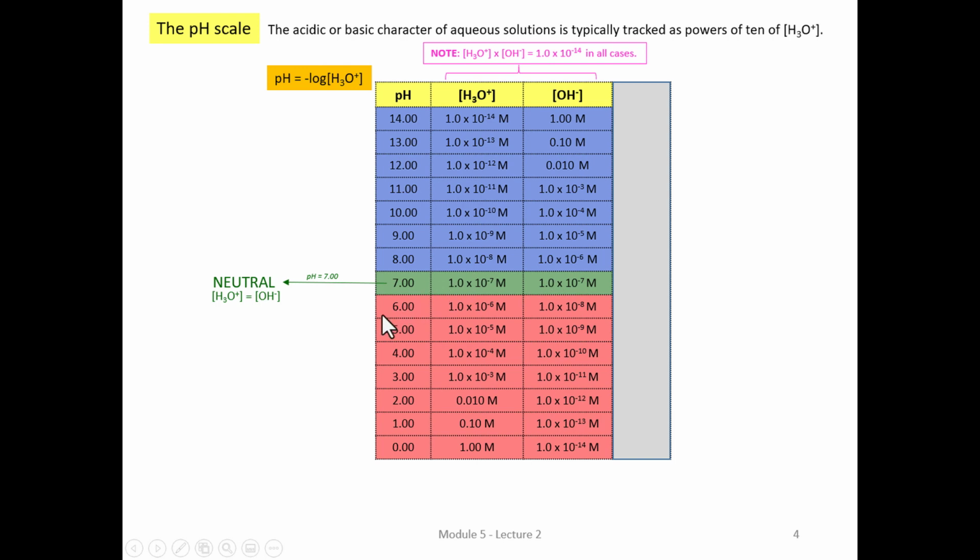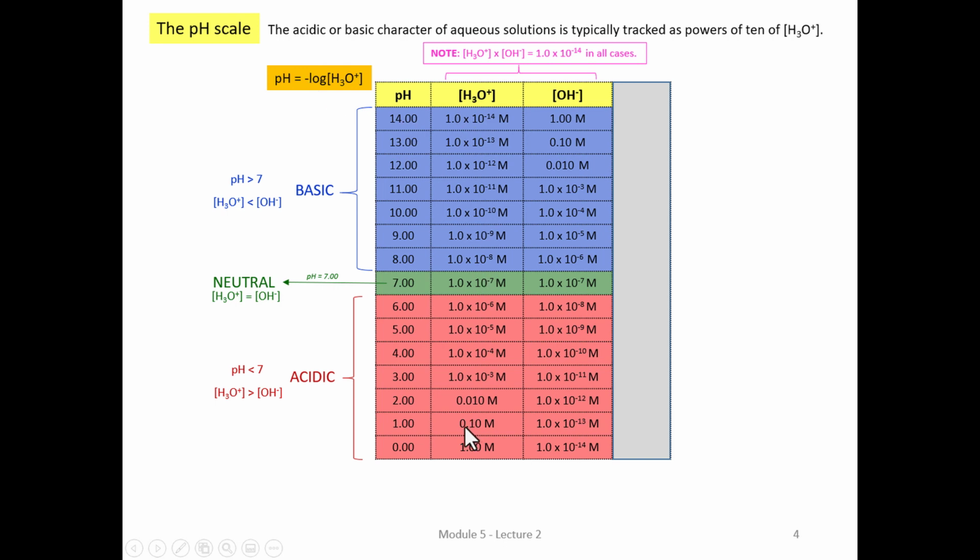Down here, where you know the pH has gone acidic, less than 7, you'll see that in all of these cases, the hydronium ion concentration is greater than the hydroxide ion concentration in all these areas in the red. If the pH is greater than 7, you know that's basic, and this is where the hydronium ion concentration is less than the hydroxide ion concentration, and so the solution would be basic. So the pH scale is based on the negative log of the hydronium ion concentration.